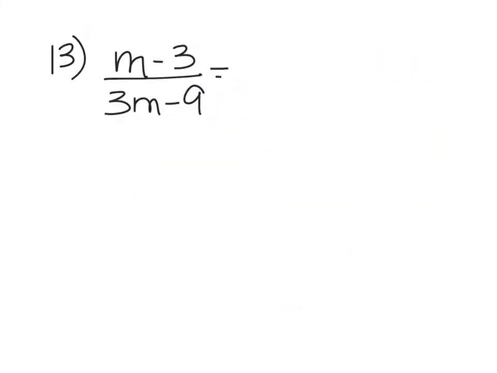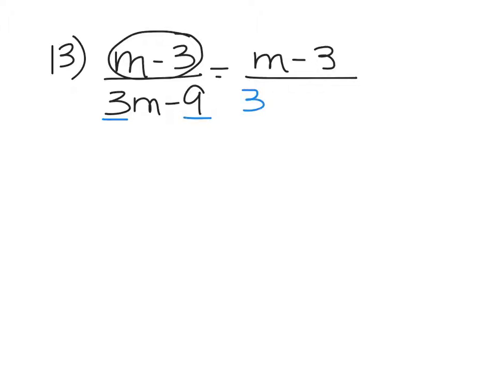So number 13, m minus 3 over 3m minus 9. I take my numerator and see if anything can be factored out of it, and it cannot, so I'm just going to rewrite that. And I'm going to take my denominator and see if anything can be factored out of 3m minus 9. Hopefully you're catching on that the 3 has the same factor as the 9, so I can pull out a 3 from there. That's what they have in common.